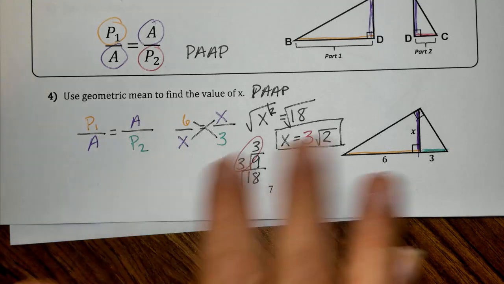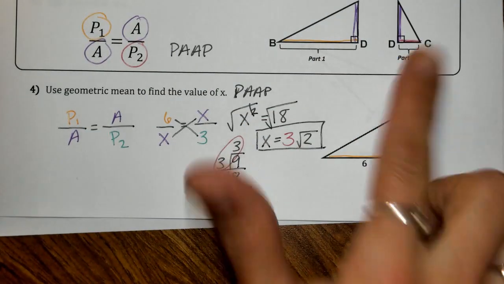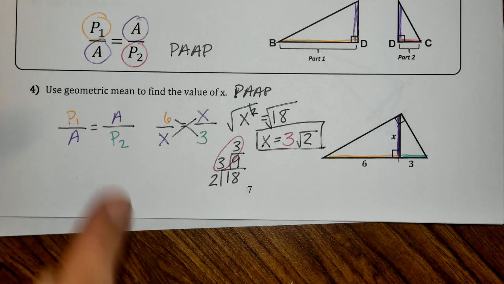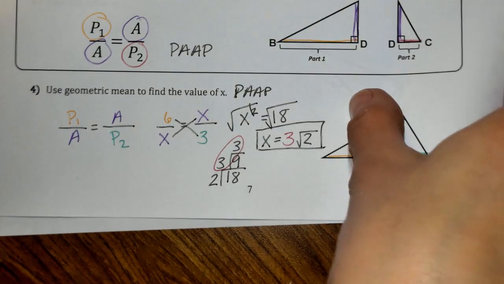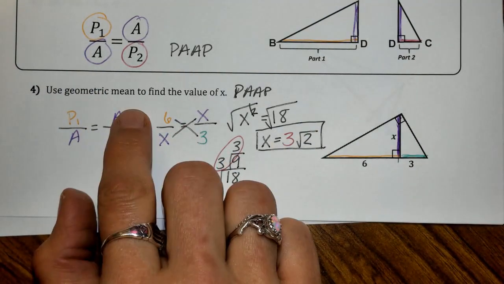Now, when you're looking at part 1 and part 2, it doesn't matter whether the larger one or the smaller one is part 1 or part 2. That just means we're going to be switching these, and it won't make a difference. We just make sure bottom left, top right is our altitude.